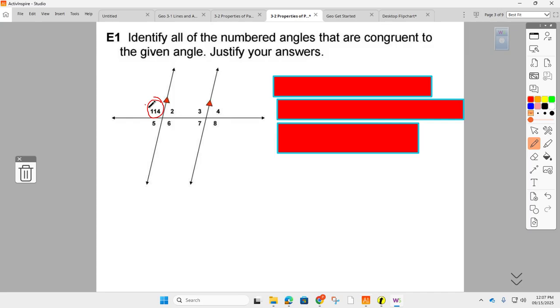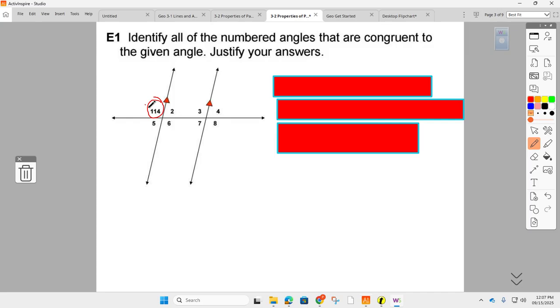So can we find a pair of alternate interior angles? Well, this is not an interior angle, so we can't find an alternate interior angle. It can't be part of an interior pair, right? So this is an exterior angle. So what could it possibly be? It could be part of what? Could be a corresponding, right?